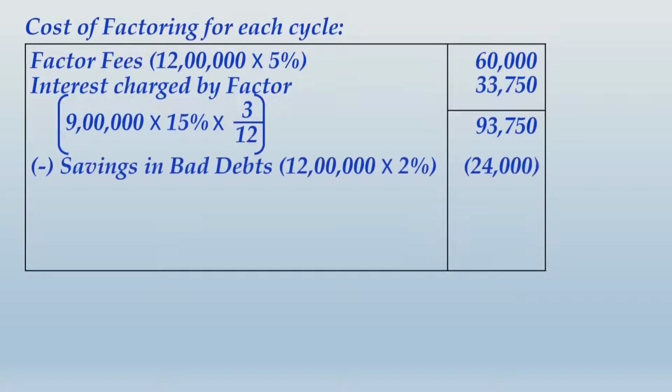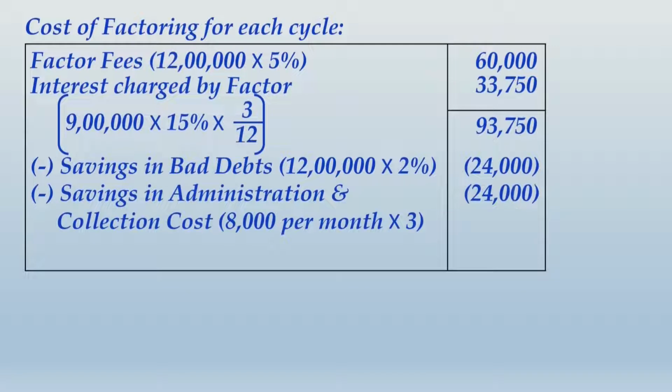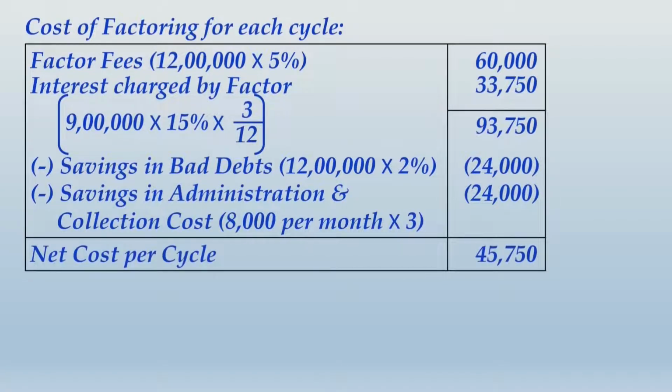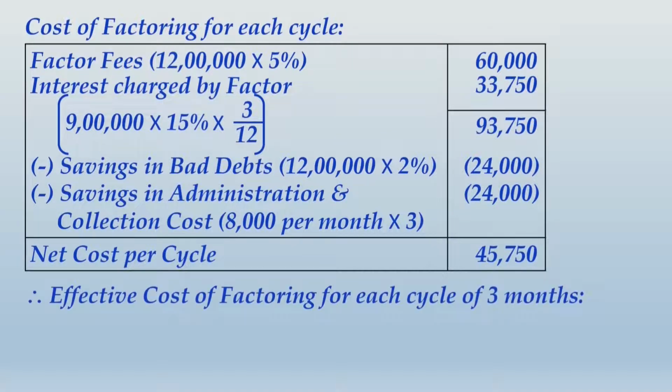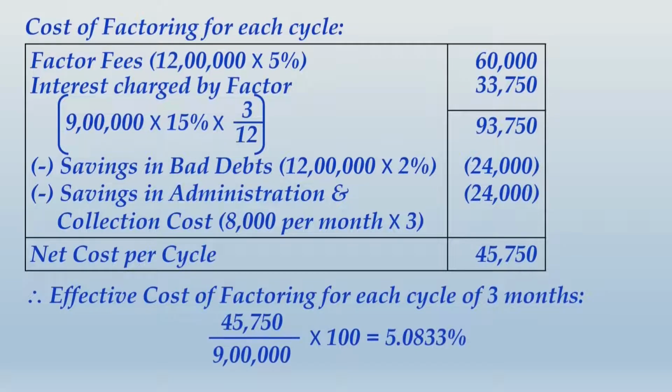Less savings in bad debt, but I am now taking 2% of 12 lakhs, right? 24,000. Savings in administration and collection cost will be 8,000 per month, but now 8,000 per month will be multiplied by 3 months. So your net cost per cycle comes to 45,750. Now find your effective cost of factoring for each cycle of 3 months. The denominator, that is the amount of advance, remains 9 lakhs. The numerator gets altered. It is 45,750 as a net cost for each cycle.